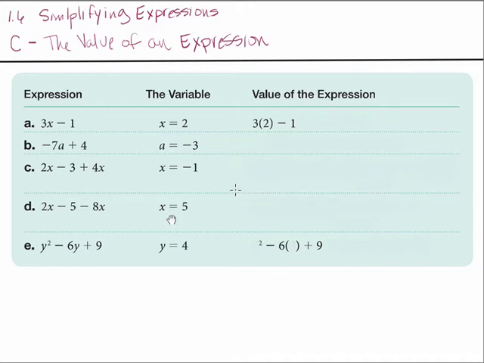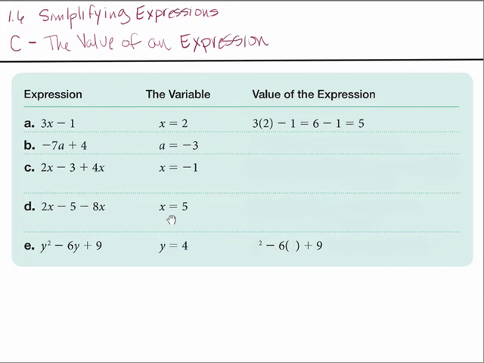Once we've done that, we can do the arithmetic. Multiplication before subtraction. 3 times 2 is 6. Don't forget to write down the -1, and then we can do the subtraction. This, of course, equals 5. The value of the expression 3x minus 1 when x is 2 is 5. This is my answer, 5. The value of the expression is 5 when x is 2.